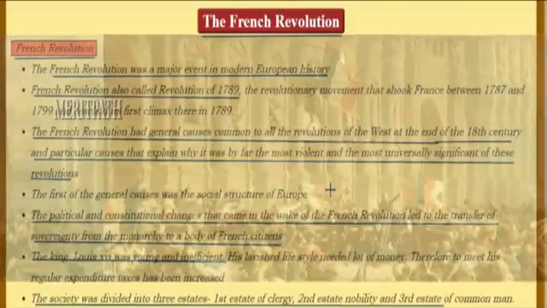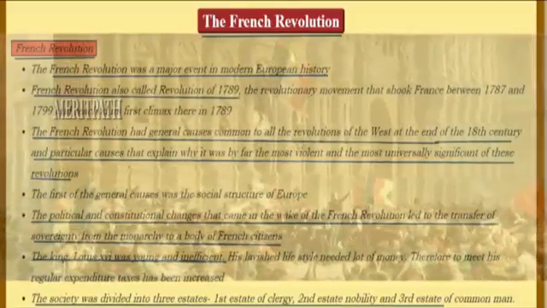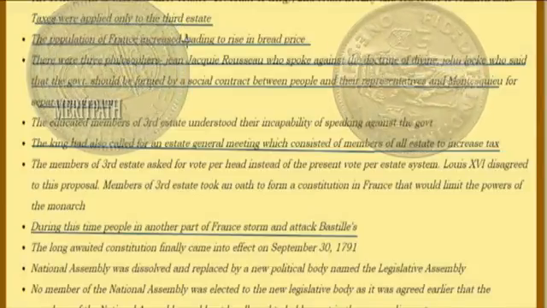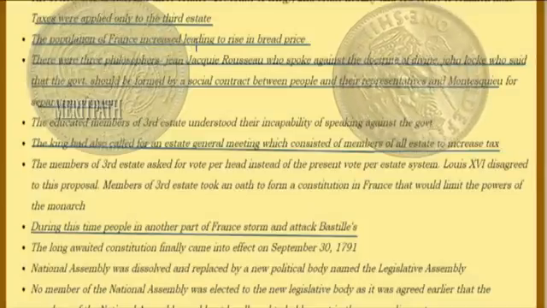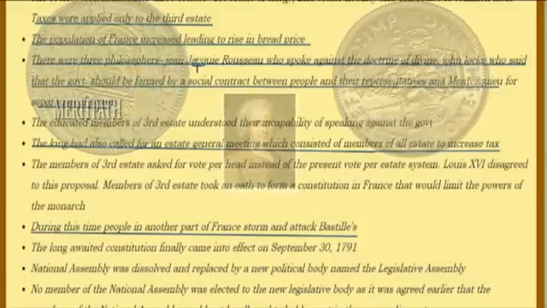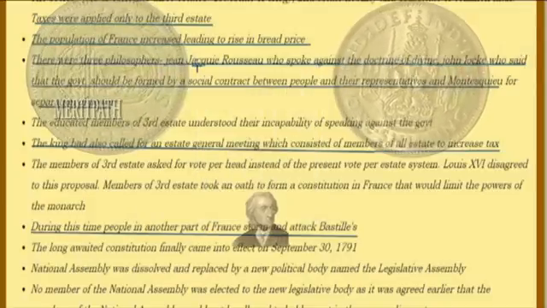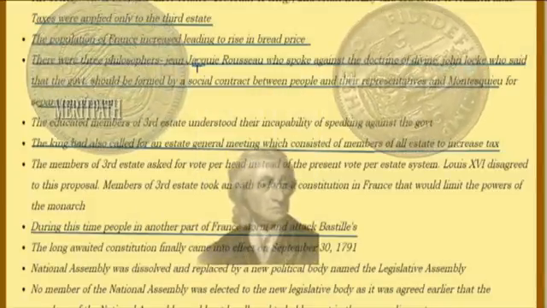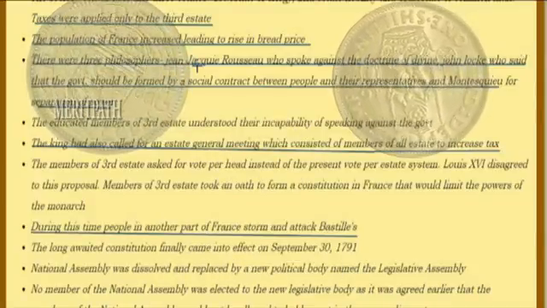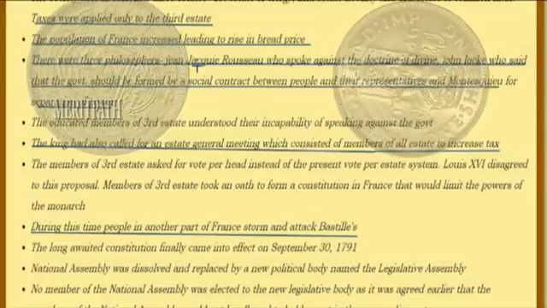Society was divided into 3 estates. The first estate of clergy, the second estate of nobility. Taxes were applied only to the third estate. The growing population of France led to a rise in the price of bread. There were 3 philosophers: Jean-Jacques Rousseau, who spoke against the doctrine of divine right; John Locke, who said that the government should be formed by a social contract between the people and their representatives; and Montesquieu, who argued for the separation of power.